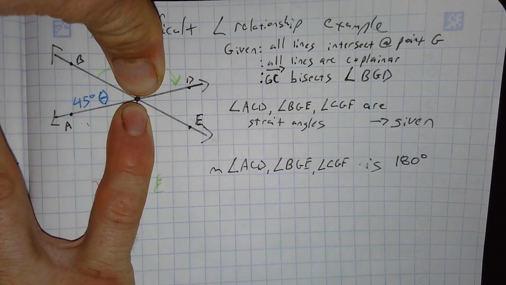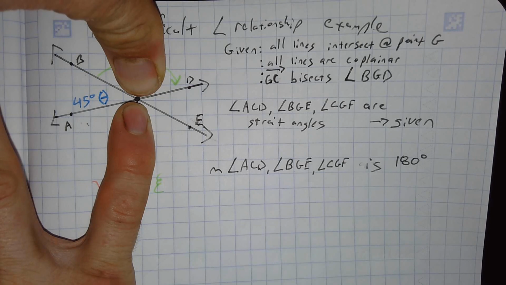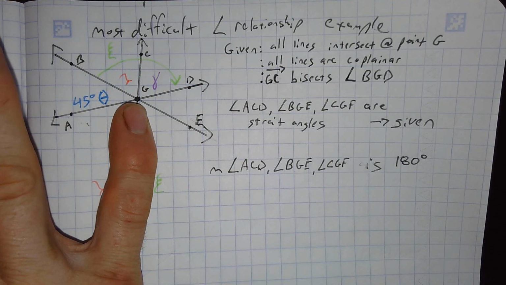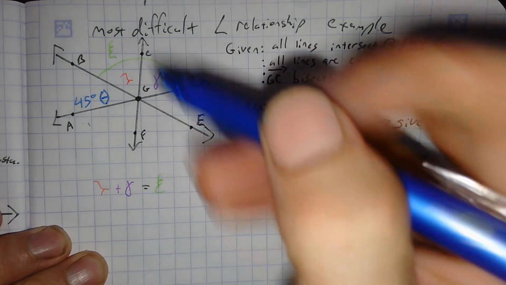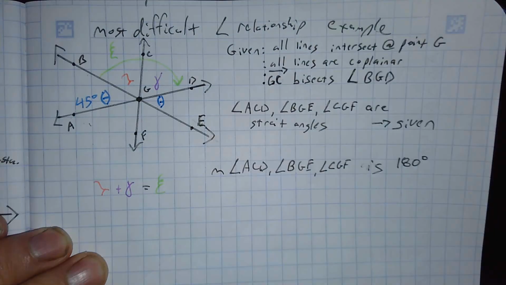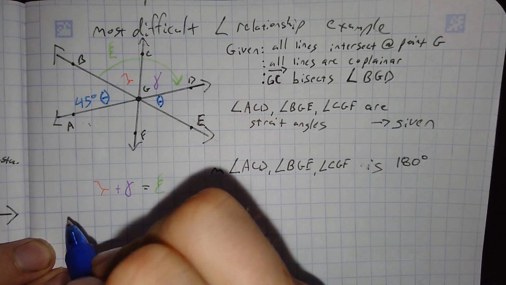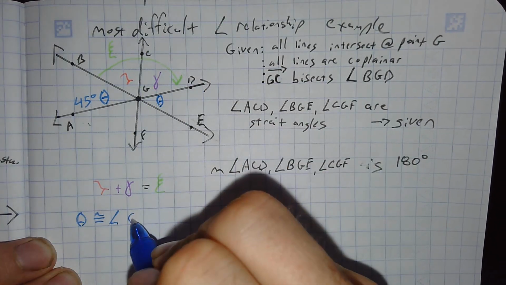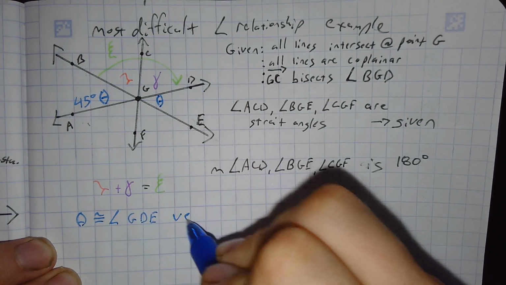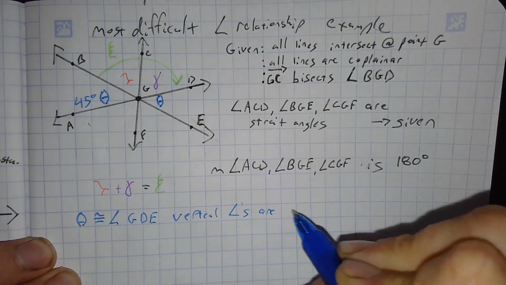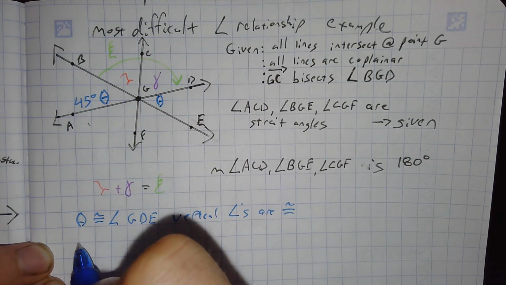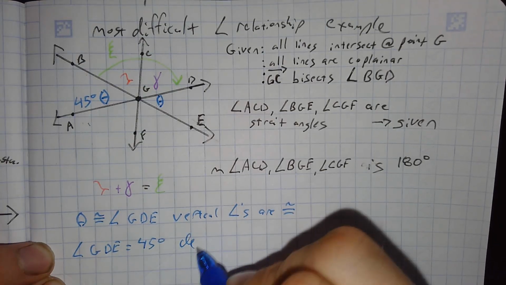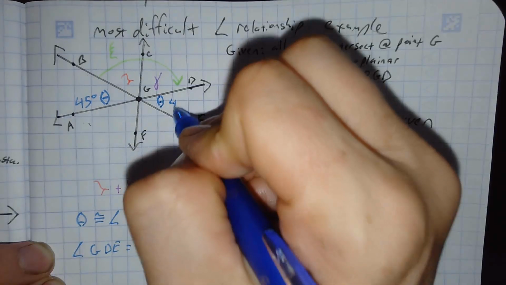Well, I know that when I have just an intersection of two lines, the angles opposite of the vertex are the same. Those are called vertical angles. So this is also gamma. How do I say that? I'm going to say that angle gamma is congruent to angle GDE because vertical angles are congruent. Therefore, angle GDE equals 45 degrees. That's the definition of congruence. So this is 45 degrees.